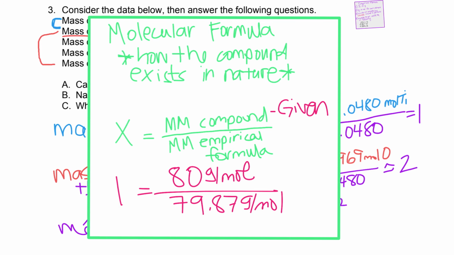This always has to come out to a whole number. It doesn't have to be 1, it could be 2, 3, 4, 5, 6, but it has to be a whole number. So you can see in this case, the empirical and the molecular formulas are the same. If we would have had like 160 grams per mole here, this would have been a 2. And then we'd have to multiply through all of our subscripts. So we would have had Ti2O4. That's not the case for this problem. But that's a refresher on molecular formula.